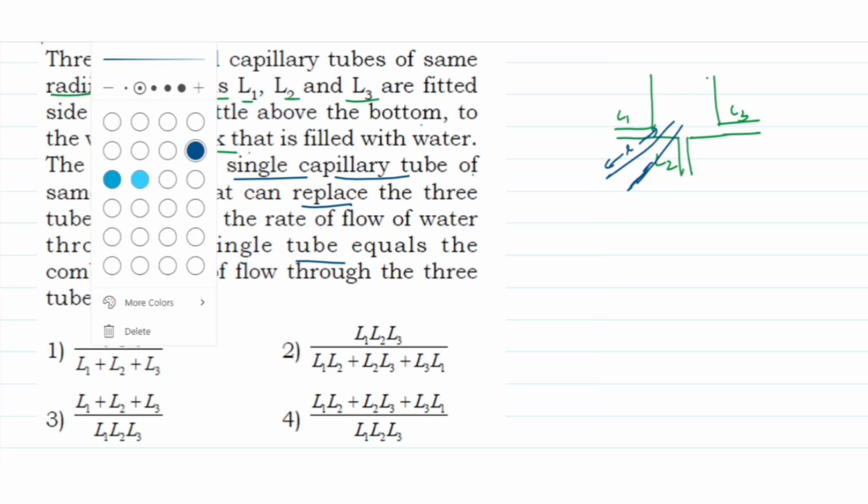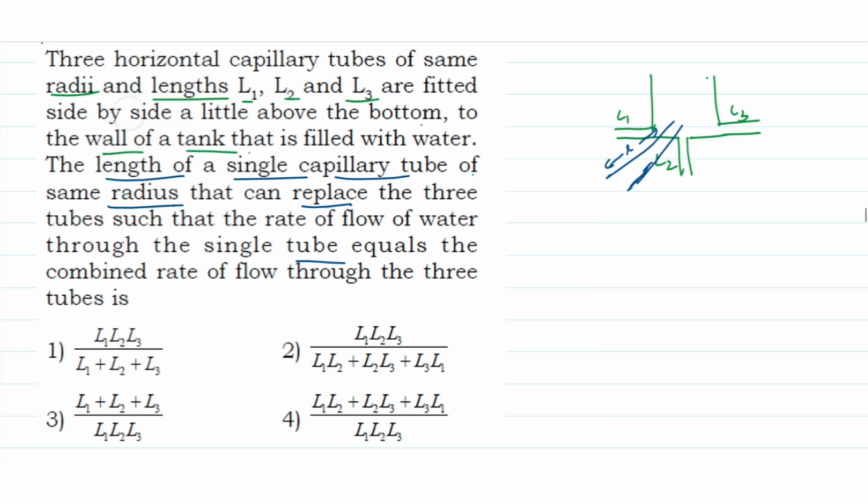Here it is mentioned that 1 should replace the 3, so that the volume of the liquid flowing per unit time through the single tube will be the combination of the volume of the liquid flowing across all the 3. So V will be equal to, among these 3, the volume of the liquid flowing per unit time. The formula will be pi by 8 into P R power 4 by eta into L. In all the 3, you can take pi by 8 into P R power 4 by eta as common.